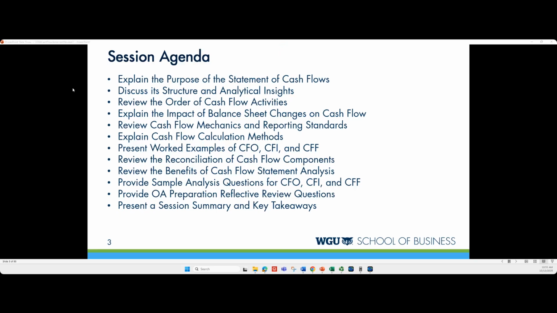We'll review the benefits of cash flow statement analysis and provide sample analysis questions that you can use to evaluate the different sections of the cash flow statement. And then we're also going to provide you with some OA preparation questions that are reflective review questions to make sure you're tracking on the primary concepts and calculations related to your statement of cash flows, and then present a summary and key takeaways from the session.